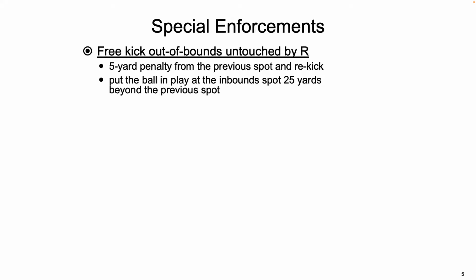The second one is put the ball in play at the inbound spot 25 yards from the previous spot. So on a normal kickoff from the 40, this would be at R's 35, right? You go to 40, 50, 40, 35. This is one that most teams will take. We have our tack-on option, right? They can take it 5 yards from the succeeding spot. So depending on where the ball goes out of bounds, this might be the better choice.